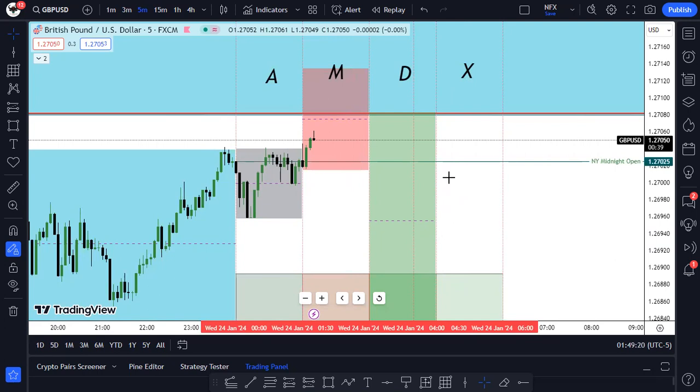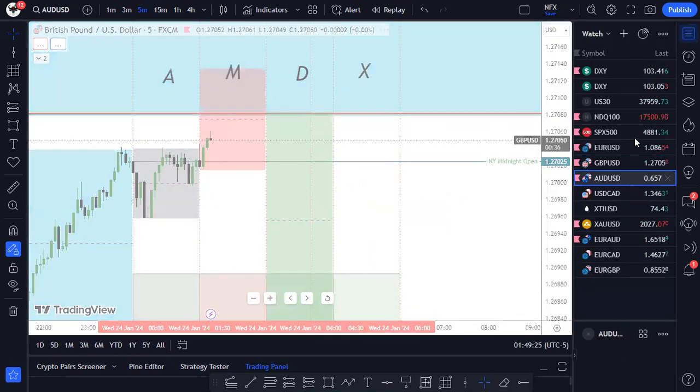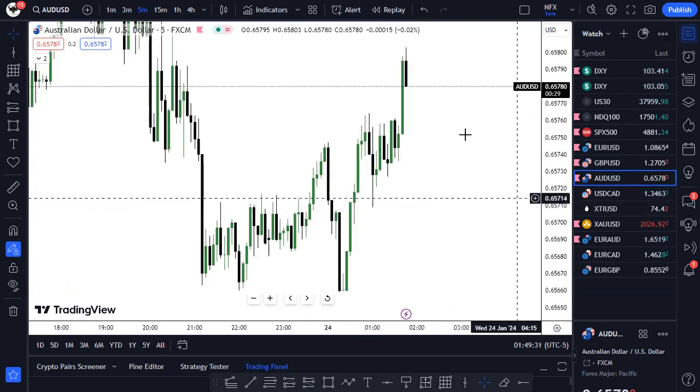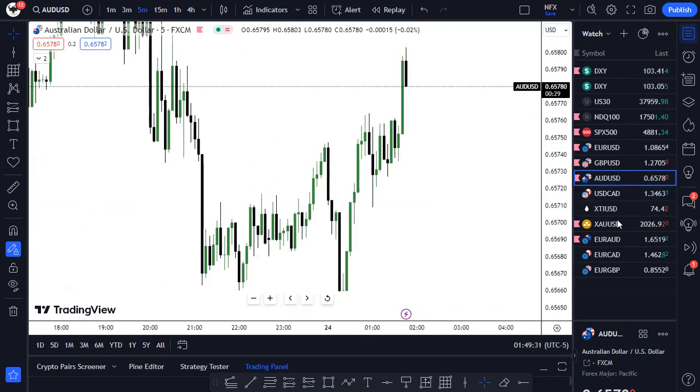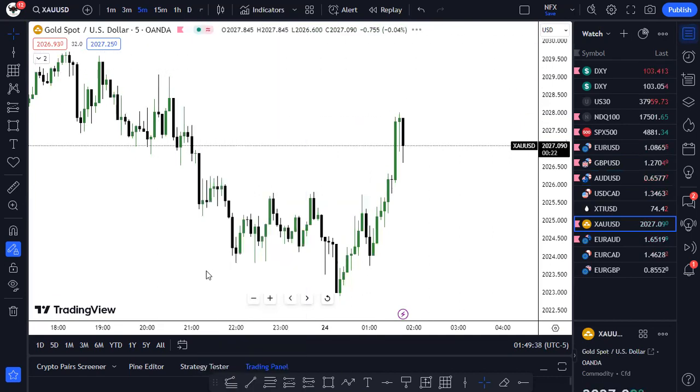Okay, no question. If there's a question, let's add Oz here. Oz will be my last one. Should I add Oz or gold? Oz or gold? I know most of you traders trade gold. Let's go to gold, and on gold I'm going to start on a daily chart.